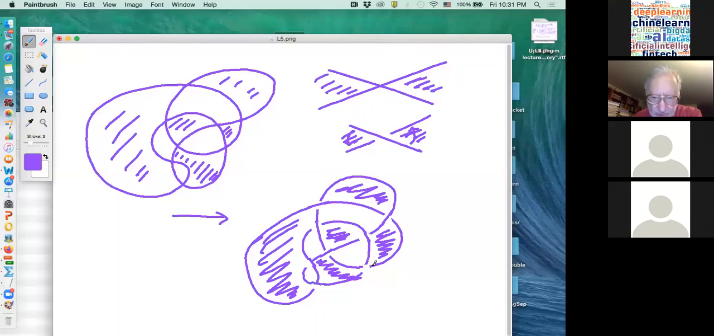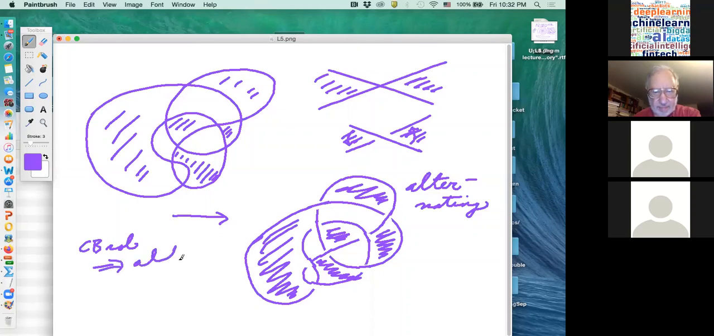And so I get an alternating knot as a result. Alternating meaning that it goes over and then it goes under and then it goes over and under and so on, back and forth like that, alternating. So, checkerboard coloring implies alternating.